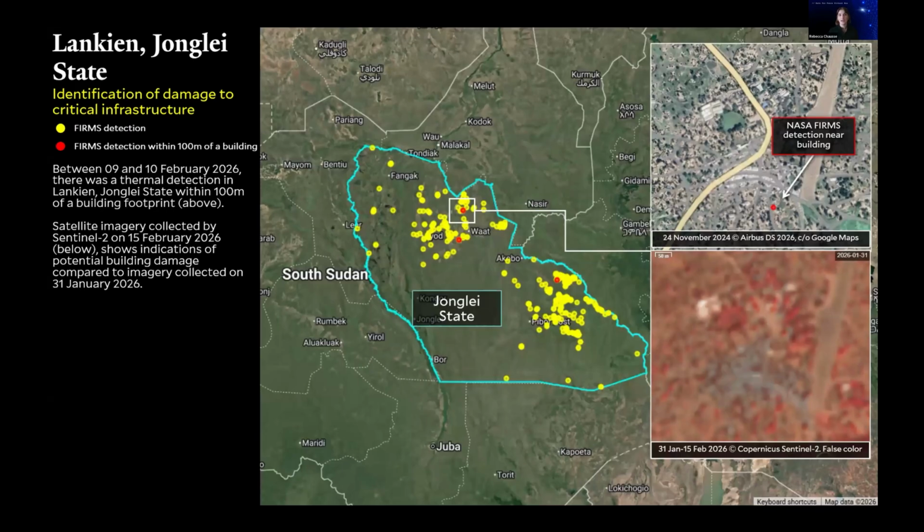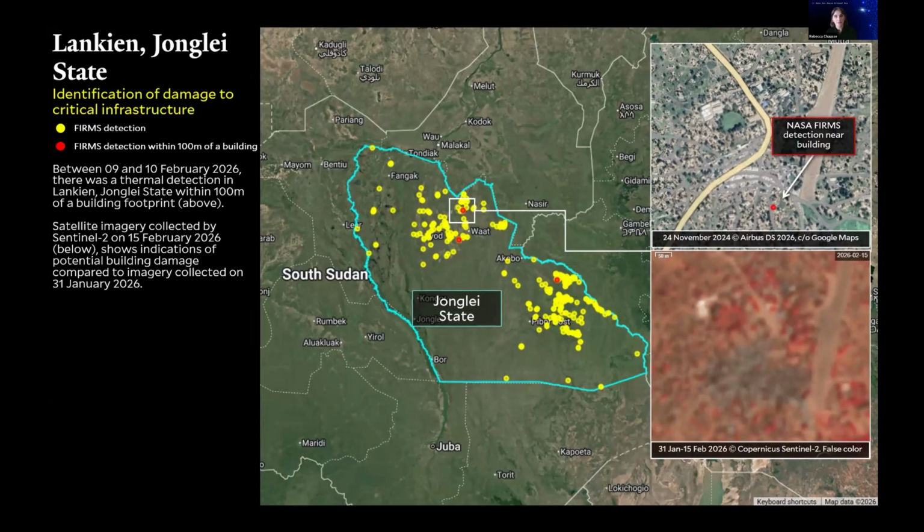Not only can we identify arson-related human security incidents, but we're also able to identify building damage. Here is an example of the community of Lincoln in Jonglei State, South Sudan. On the 4th of February, Doctors Without Borders identified that the South Sudan People's Defense Forces destroyed their hospital in Lincoln the day prior in an airstrike.